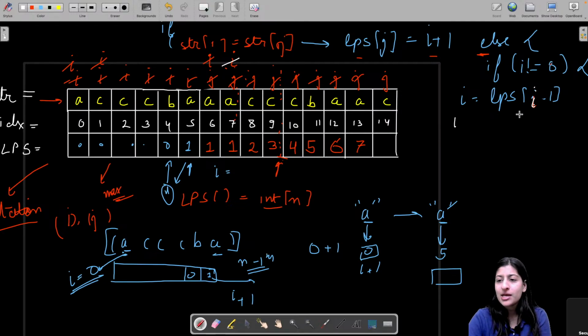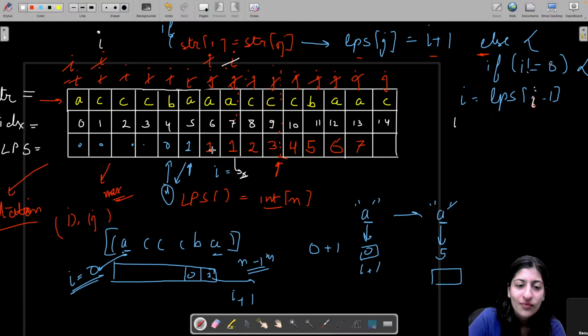So LPS of I minus 1: I was 7, I minus 1 would be 6. So LPS of 6 is 1, which is telling you that till index 0, it is the length. So index wise it will be 0. Till index 0 it was a match. So better move your I to the next position, which is LPS of I minus 1, that is 1. Now try to make a match with this.